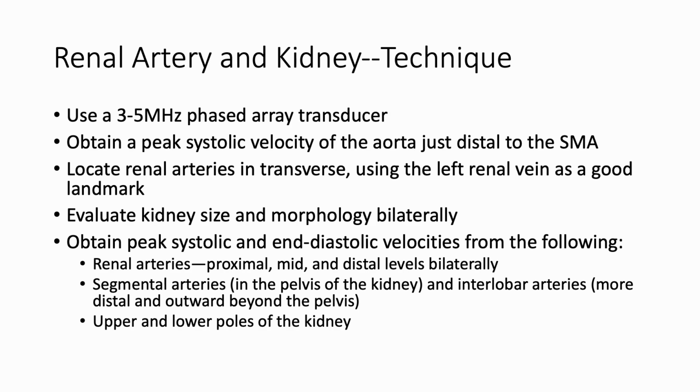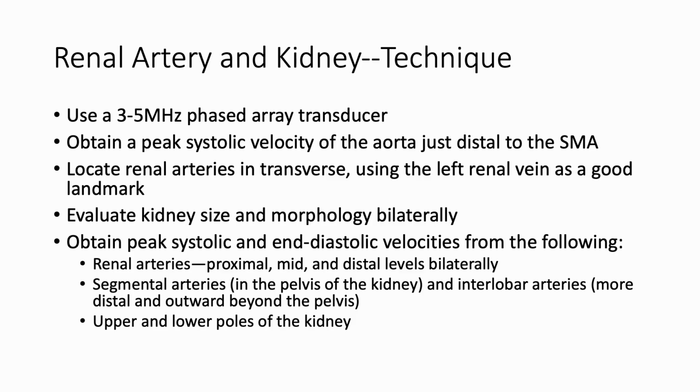Again, we're going to use a 3 to 5 megahertz phased array transducer to image these arteries in the kidney. It's going to just allow us to image deeper. We're going to get a peak systolic velocity of the aorta just distal to the SMA. We'll locate the renal arteries in transverse. You can use the left renal vein as a good landmark to find the left renal artery.